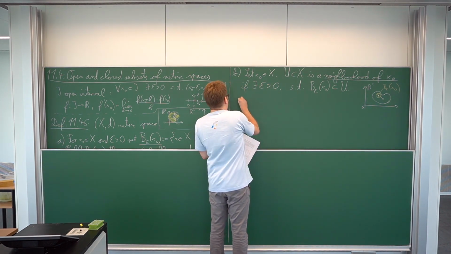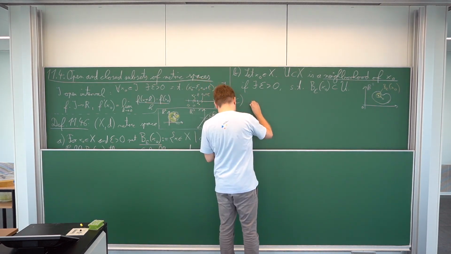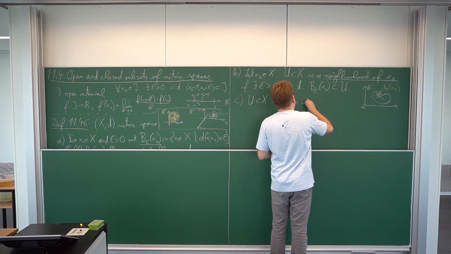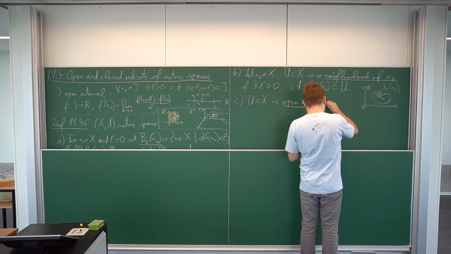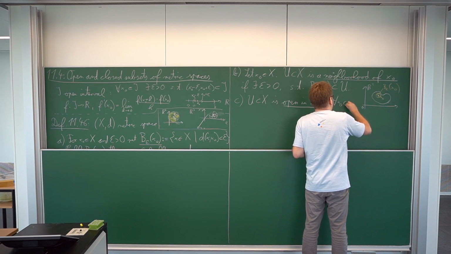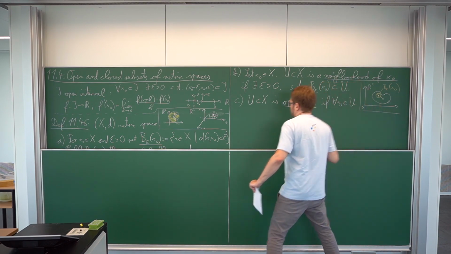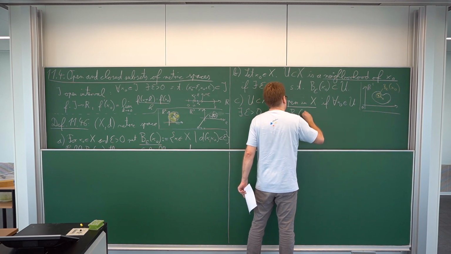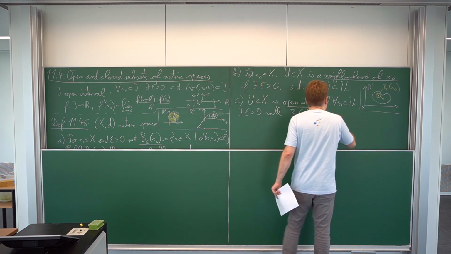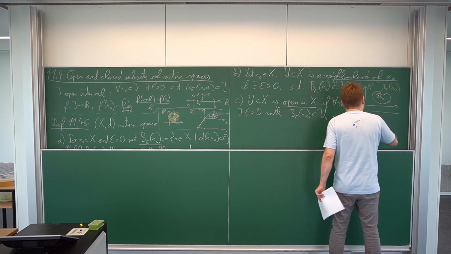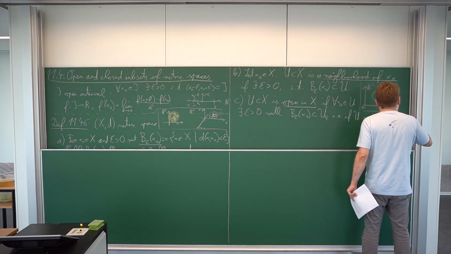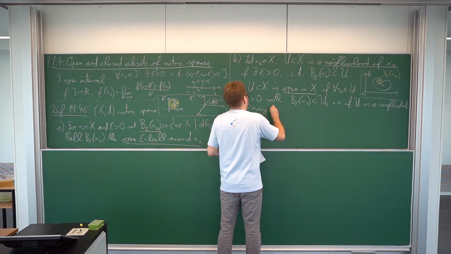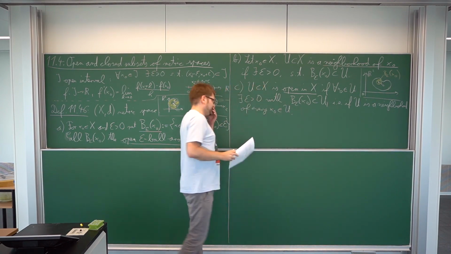Okay, this is a neighborhood, and now open subsets are simply neighborhoods everywhere. So U subset of X is called open in X if for all x0 in U, there exists some epsilon bigger than 0 with B epsilon of x0 subset of U. In other words, if U is a neighborhood of every x0 in U. Okay, this is an open subset.